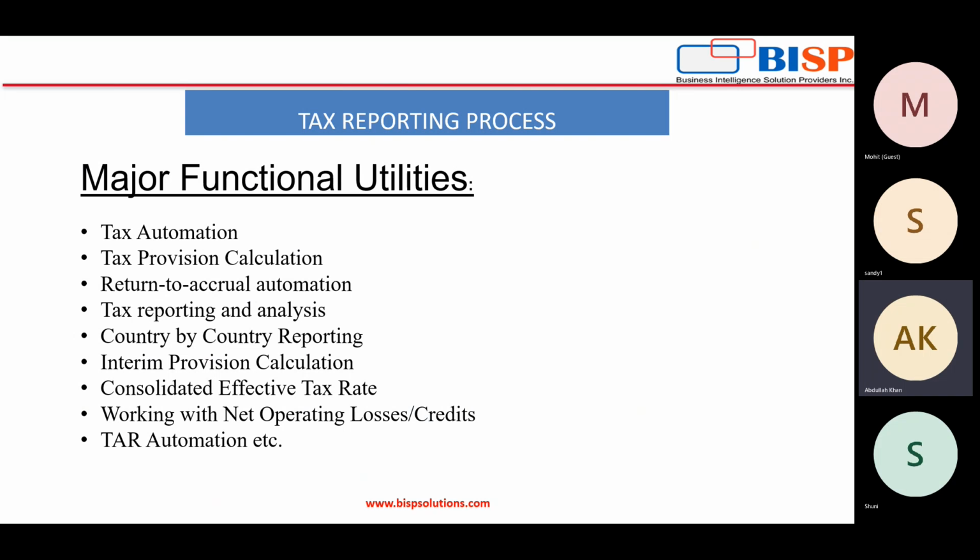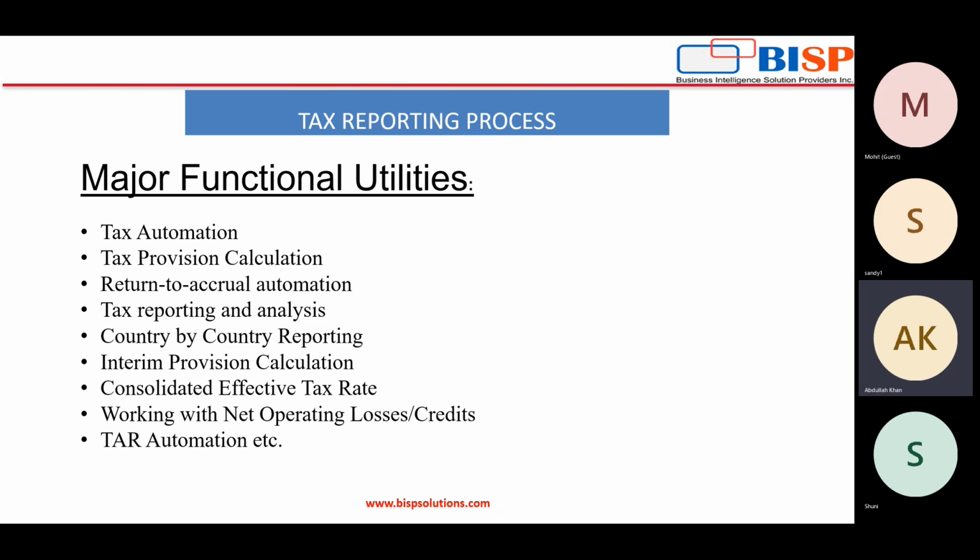We'll look at the major functional utilities which are provided by the tax reporting software, which includes the tax automation process. So we can easily load the data from the ERP system to the tax reporting cloud services, and we can load the tax accounts, the trial balance data, the tax rates, and the deferred tax calculation rates, and we can automate the entire tax process by the tax reporting cloud services, which helps us in calculating the tax provision, namely the current tax provision as well as the deferred tax provision.